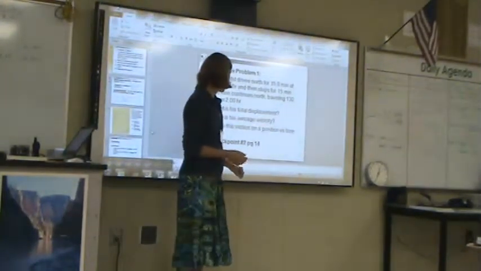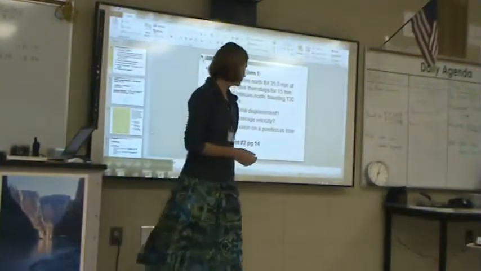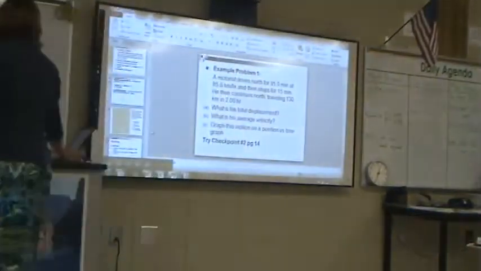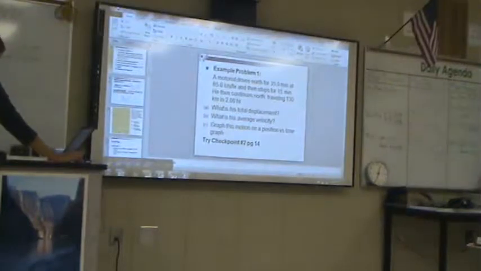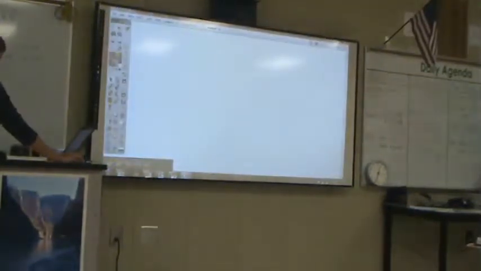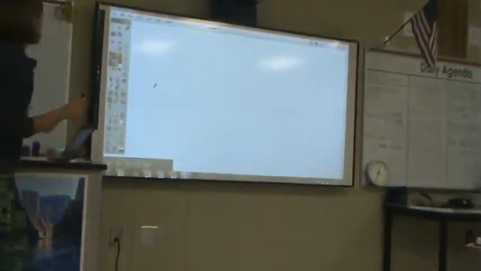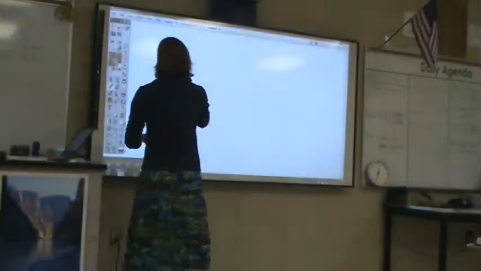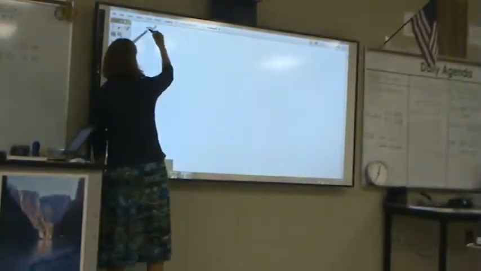Then we want to know his average velocity, and we want to graph it. Okay, so our first goal is total displacement. Let's see if I can keep this organized. Okay, so we got part 1.